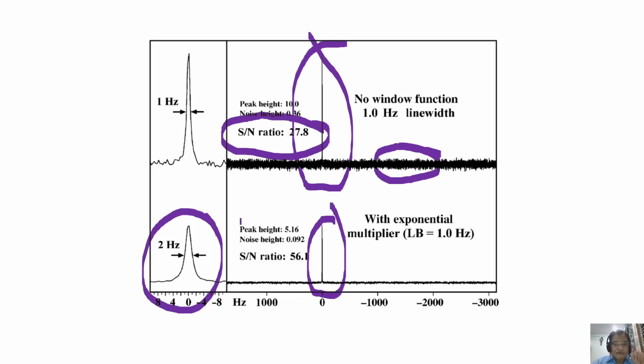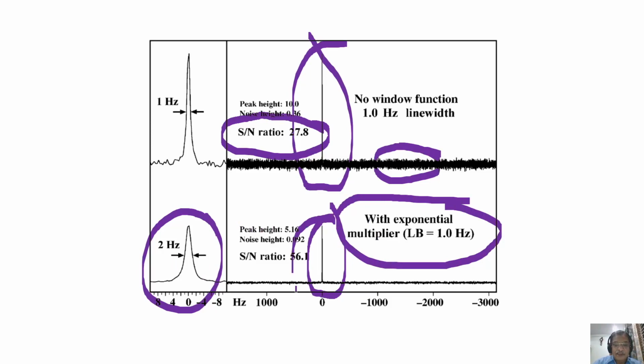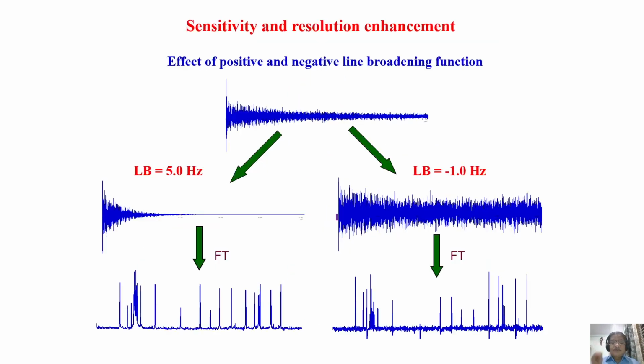Is it clear? So the take home message is: if you use the exponential window function with a certain multiplication factor, it will give rise to line broadening with the benefit of better signal to noise ratio, but with a penalty of losing the resolution. These are the points which you must remember. So look at this one, how the sensitivity gain is there.